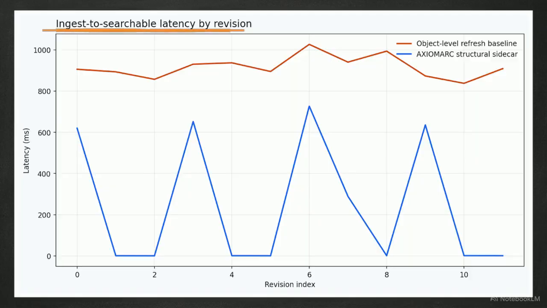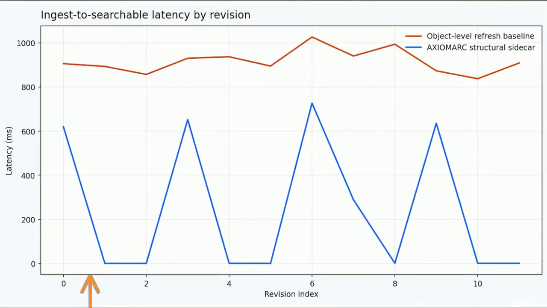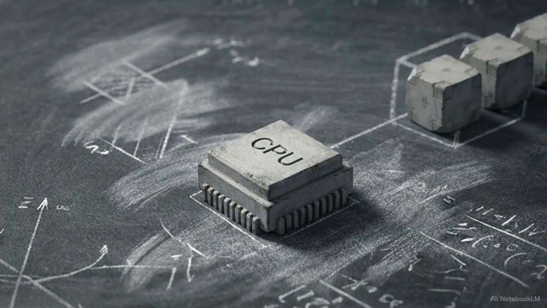Let's return to this ingest to searchable latency benchmark and map the physics concepts directly to the operational data. Those 0-millisecond valleys are the result of the GPU successfully holding the corridor of legitimacy via the IDST drift channel. The periodic latency spikes at revisions 3, 6, and 9 indicate true structural novelty, forcing the CPU to cleanly arbitrate the new state. Axiomark doesn't eliminate computing work.